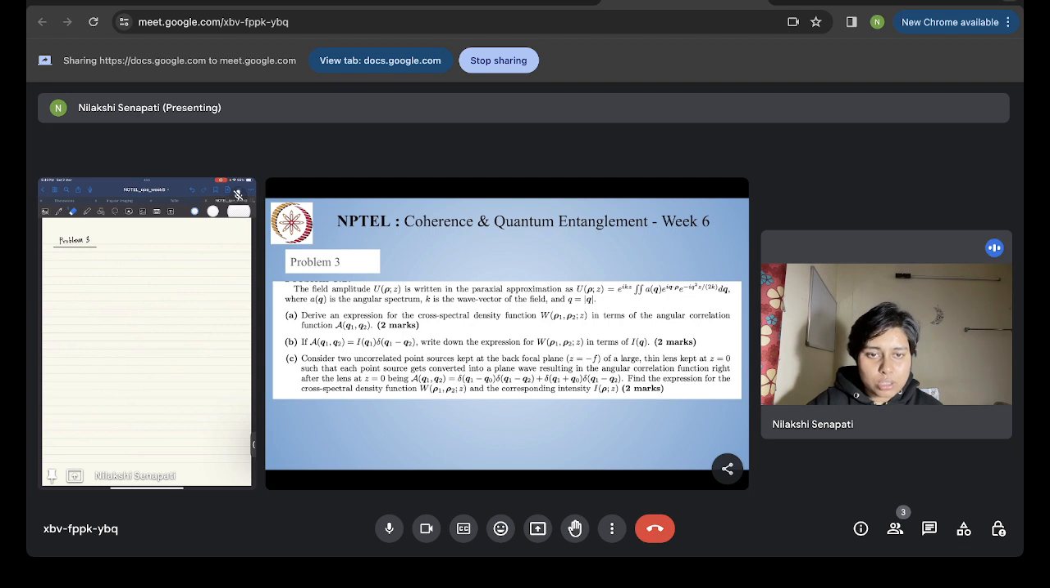I hope you have understood what you need to do, in terms of the angular correlation function A(q1, q2). Then we will understand what B and C are. Let us first solve this part A. Very easy.